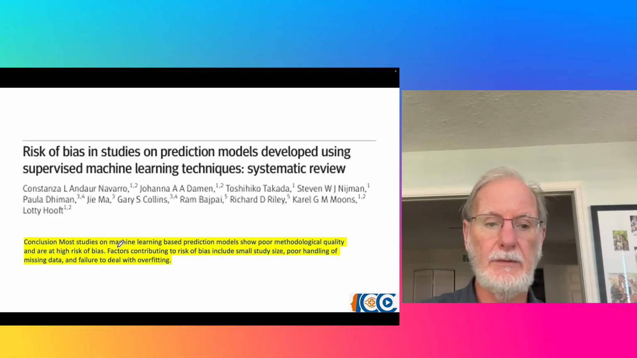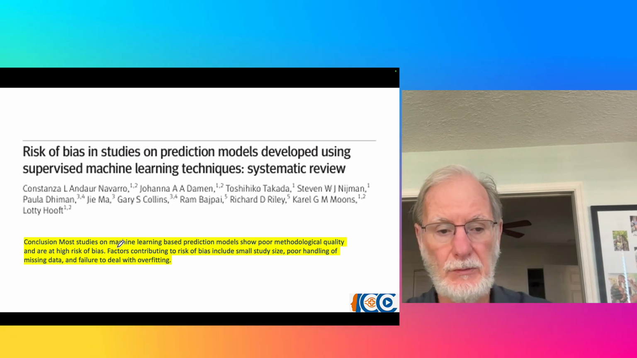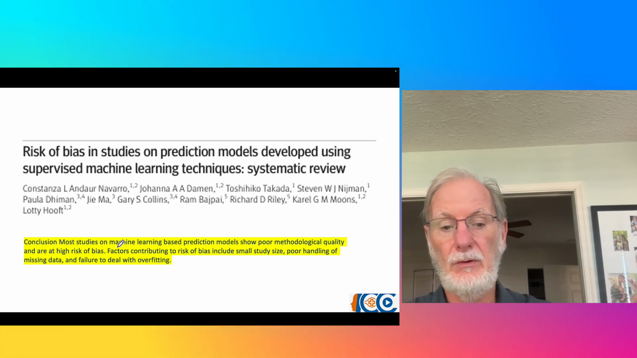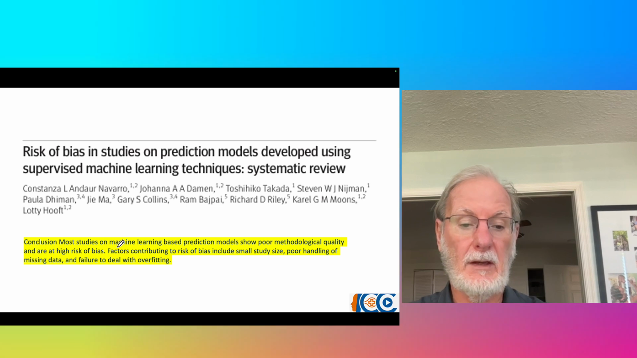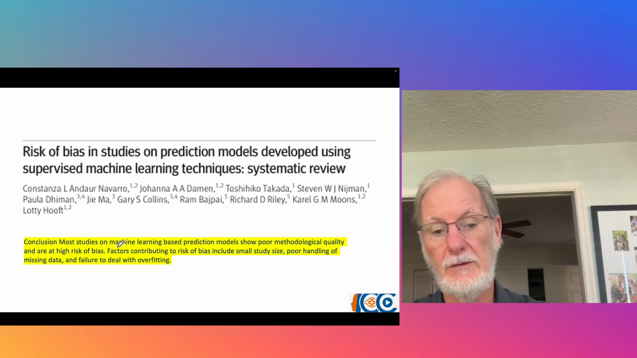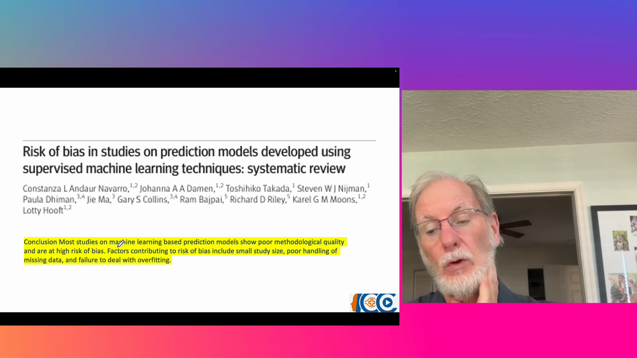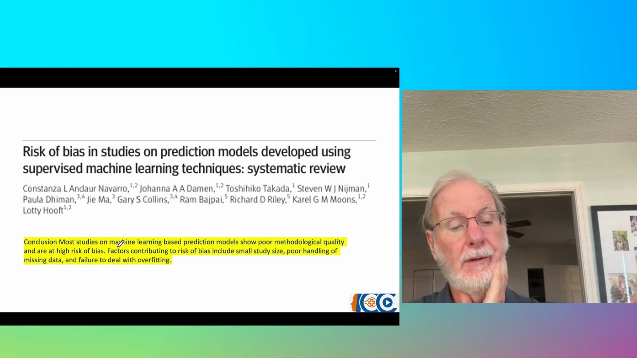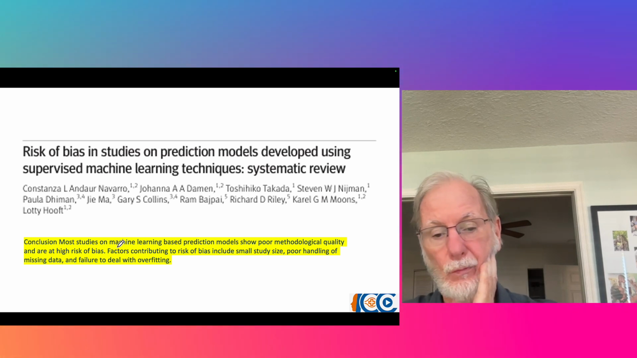And then you go to medicine and it's exactly the same thing. That comes from the British Medical Journal, and they say most studies on machine learning-based prediction models show poor methodological quality and a high risk of bias. So small study size, poor handling of missing data, and failure to deal with overfitting, which is when you train your machine so well that as soon as something is not exactly in the training set, it's rejected. So that's called overfitting. So basically, you see orthodontics is terrible, but it's not any worse than medicine.